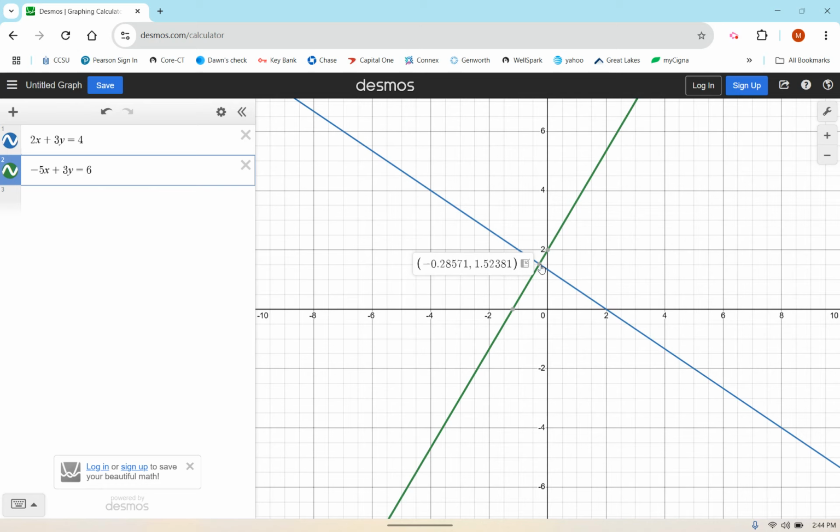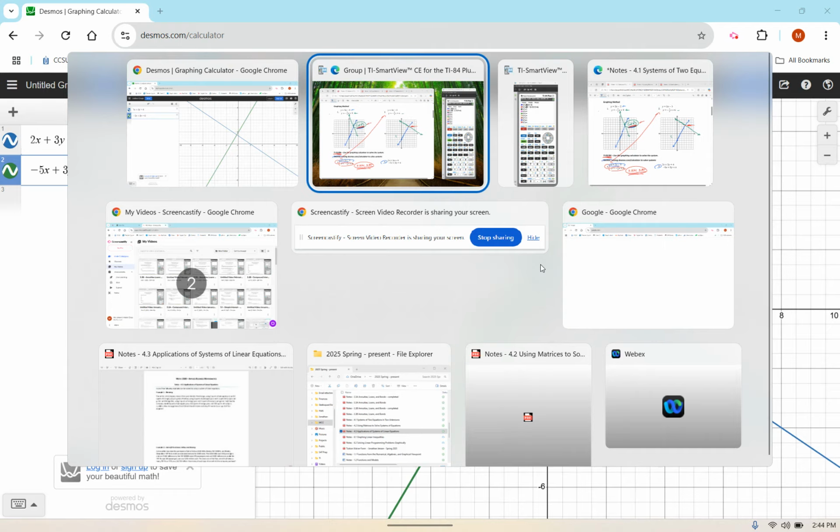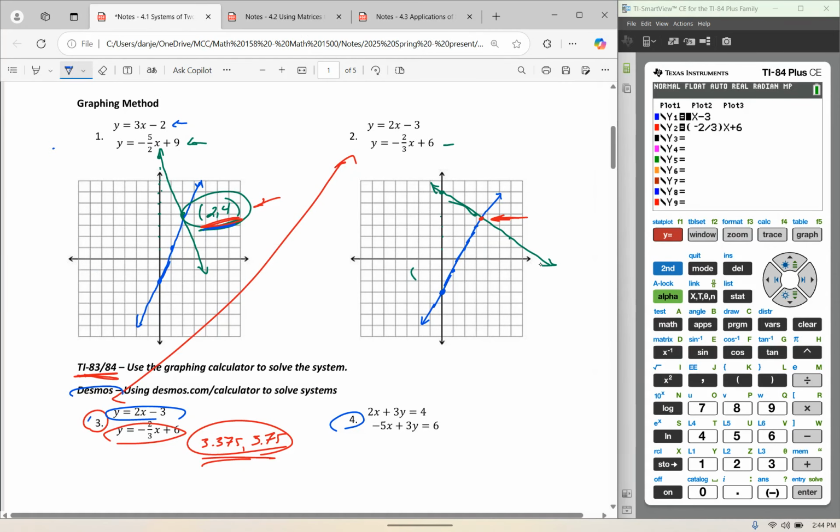negative 0.285, 1.52324. Okay? So in this system, there's no doubt I would rather, if I'm going to solve by graphing, use Desmos. In number 3, which is the same as number 2, either Desmos or the graphing calculator will work fine.